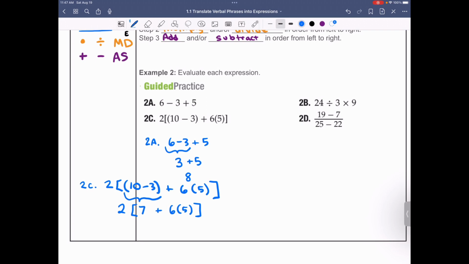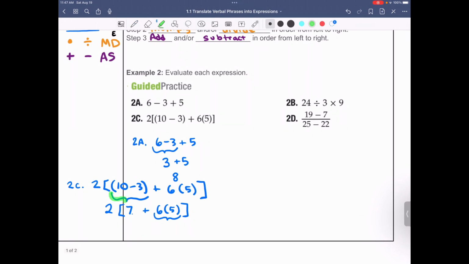Now I still have grouping symbols, so I still have to take care of the grouping symbols. And inside the grouping symbols, I have 7 plus 6 times 5. Well, in GEMDAS, multiplying comes before adding. So I'm going to multiply these 6 times 5 first. I think I'm going to make these highlighted so you can see that that's the step that I'm doing. Okay, so 6 times 5 is 30.